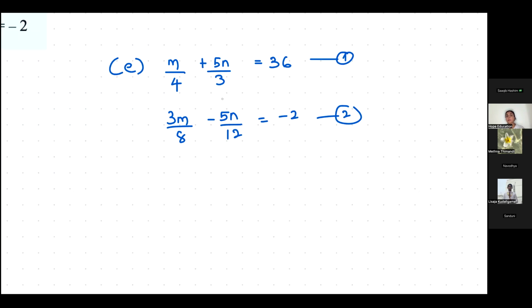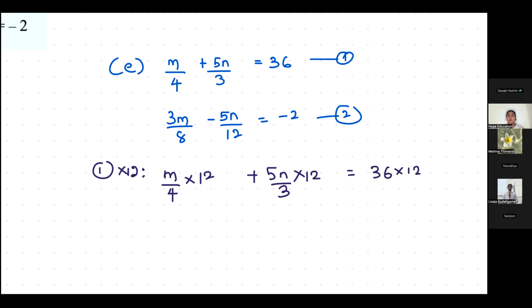So if you take equation number 1, our denominators are 4 and 3. What is the LCM of 4 and 3? Correct. LCM of 4 and 3 is 12. In our equation number 1, I multiply by 12. Okay, great. So it's m over 4, I have to multiply by 12. Then plus 5n over 3, I have to multiply by 12. Equals 36, I have to multiply by 12.